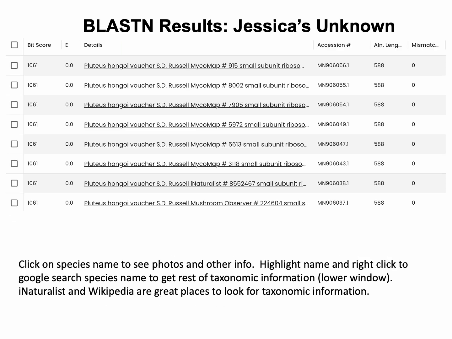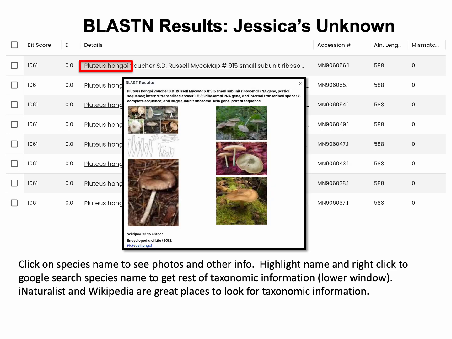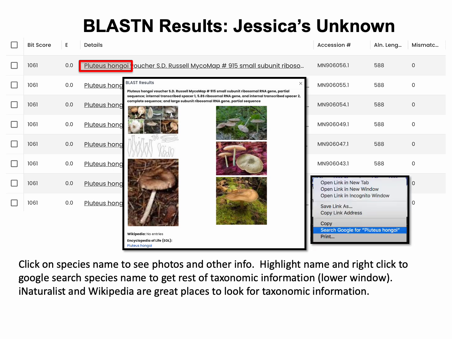If you click on an individual hit's species name or the link for a species hit, like here, Pluteus ongui, you can see some photos, some other taxonomic information that'll pop up. From here, if you want to do a little bit more research on the individual hits, you can highlight the species name and then just right-click on it and search Google for the genus and species name. And oftentimes you can get good taxonomic information from iNaturalist or Wikipedia to help flesh out the information that you need to fill in your lab notebook. I've found that asking ChatGPT can also sometimes be useful to get this taxonomic information.